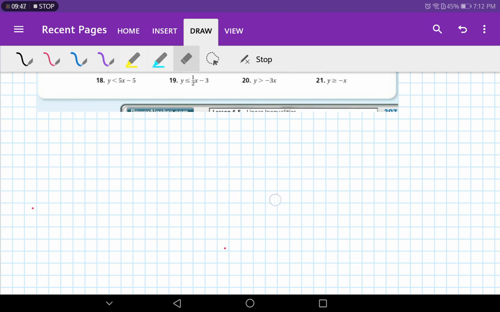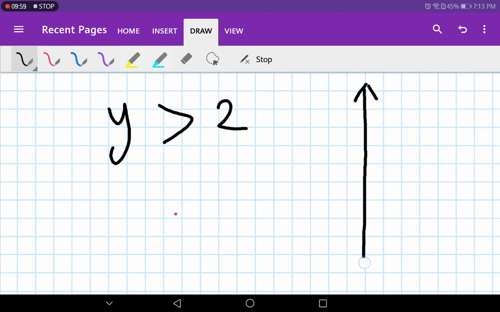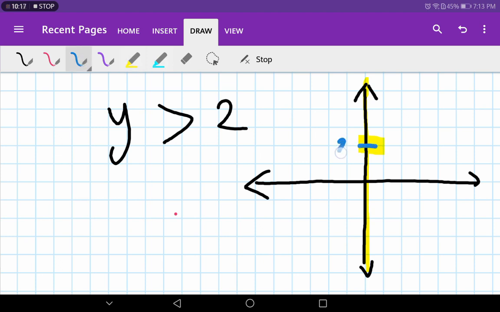Maybe you need it, like this: y greater than 2. How can we graph it, how can we determine the area of the solution? See, it is y, yes? That means we have to move here. Where is the 2? The 2 is right here. Great, Yazan. The 2 is here. So because the 2 is here, directly draw this line.